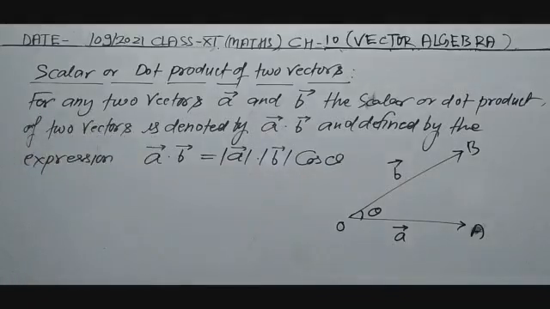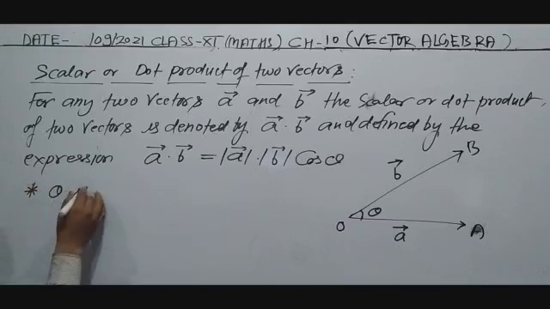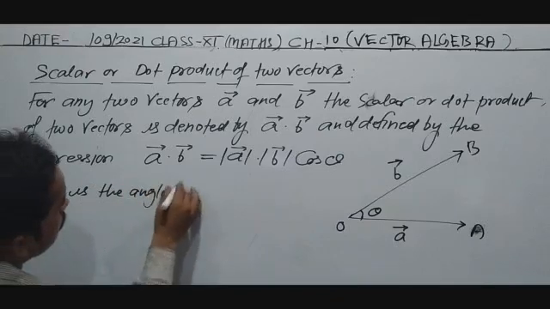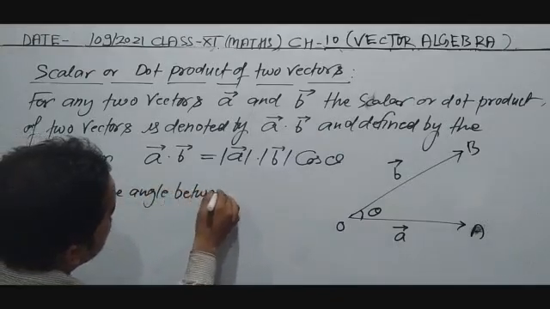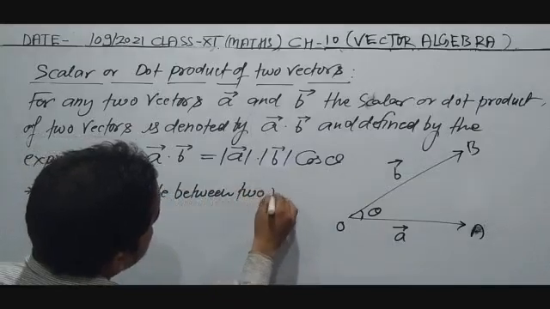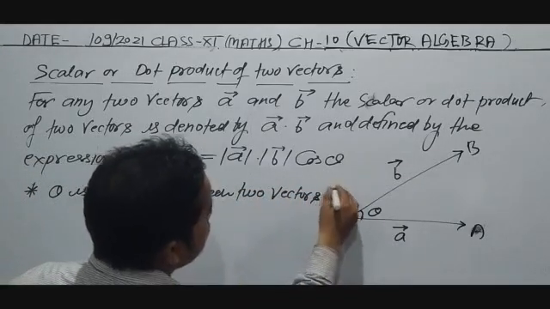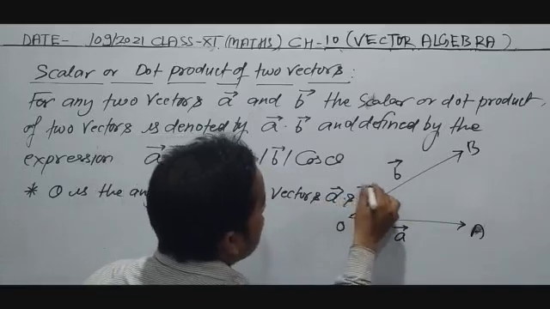Now first of all, you have to write down the information about A and B. Which type of vector should that be? So note the point: theta is the angle between the two vectors A and B.